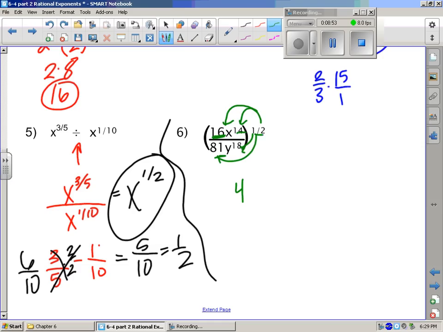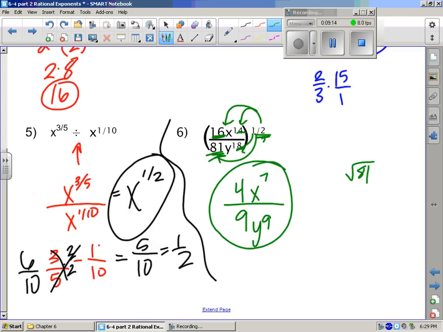Then I have power to a power, so I'm going to multiply those. 14 times 1/2 is just going to give us 7, so x to the 7th. Then on the bottom again, I've got a number. We're raising it to the 1/2 power. That's the same as the square root of 81, so just 9. And then power to a power, we're going to multiply, so I get y to the 9th. You might want to check to see if you can reduce that fraction, but I don't think that we can. Nope, I think you did it.